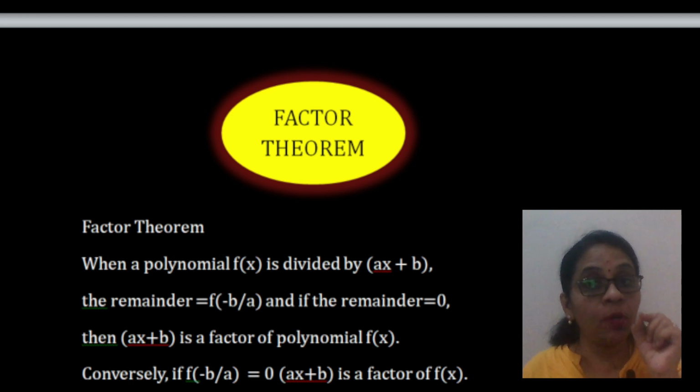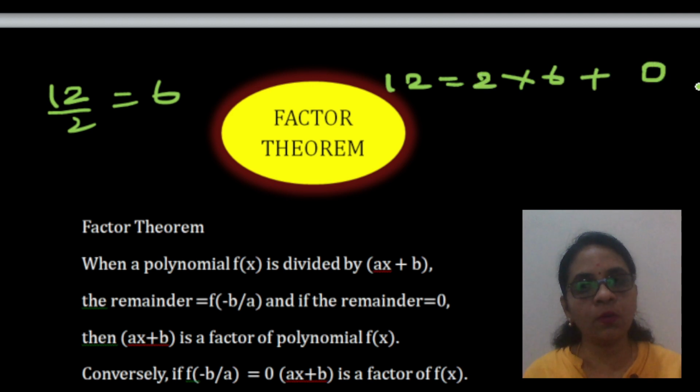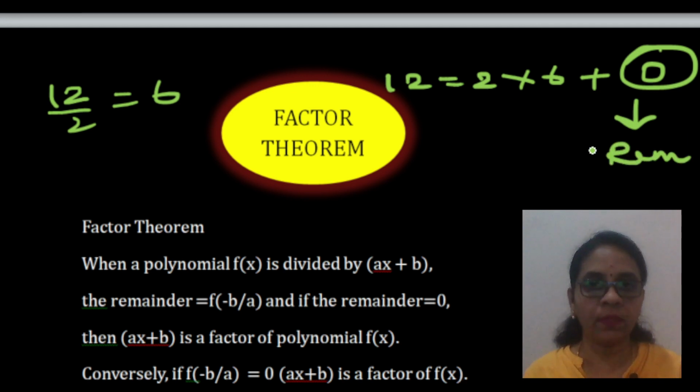Now, I gave an example of 13 by 2 for remainder theorem. Now, if I take the same thing and I change, instead of 13 by 2, I take the example of 12 by 2. You all know that 2 is a factor of 12. So, if I divide this 12 by 2, I get 6. Now, if I have to write it as a relation as dividend, divisor, quotient and the remainder, how can I write? I can write this 12 as 2 into 6 plus 0. This 0 is nothing but the remainder.